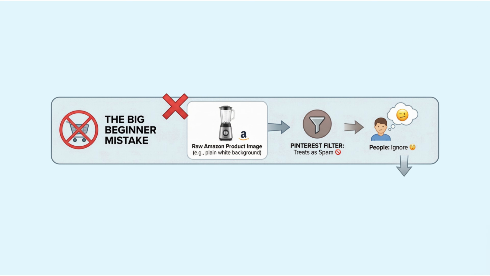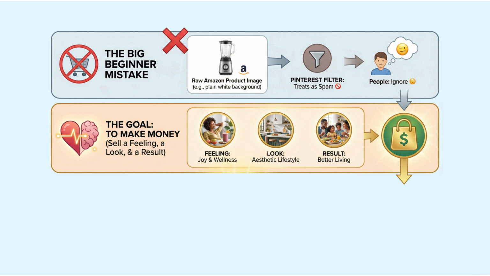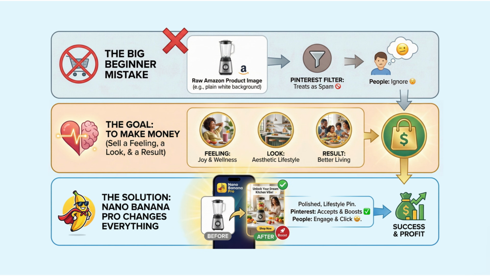Here is the big mistake beginners make. They upload raw Amazon product images. Pinterest treats those like spam and people ignore them. To make money, your pin must sell a feeling, a look, and a result. And this is where Nano Banana Pro changes everything.